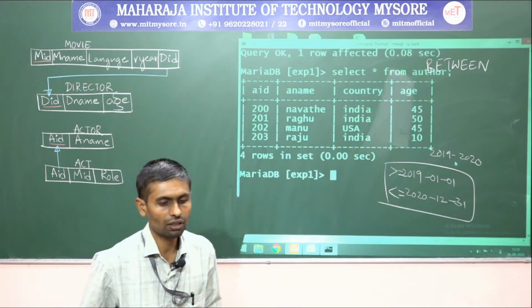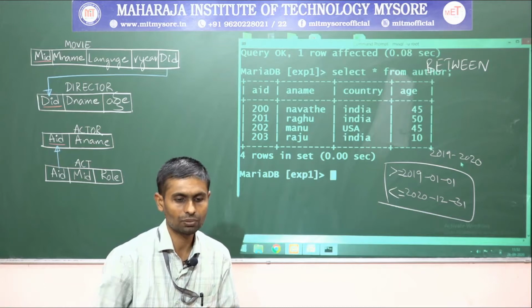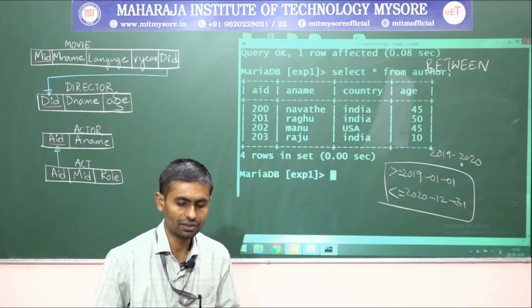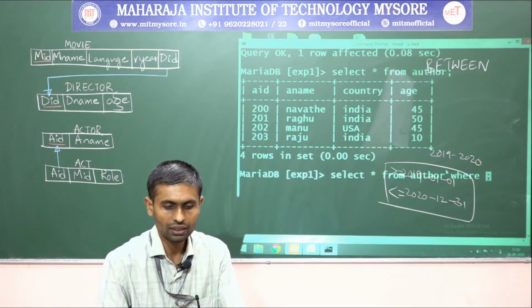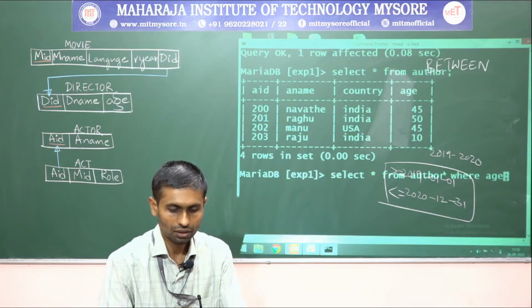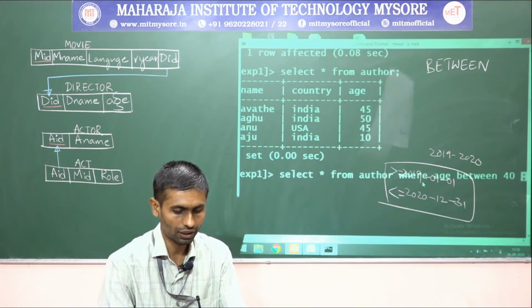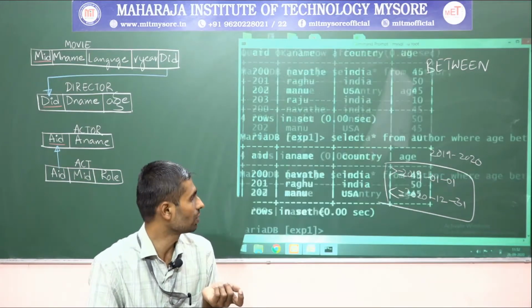So for that, usually what query we will write: select star from author where age should be greater than or equal to 40 and less than or equal to 50, right. So like that we will write. That's one way of writing. There is one more way: where age should lie between 40 and 50, right. Simple. Even when we write like this, then also we'll get the answer.